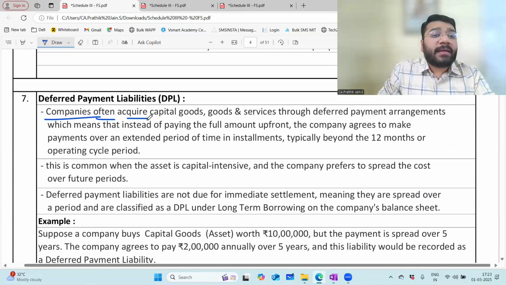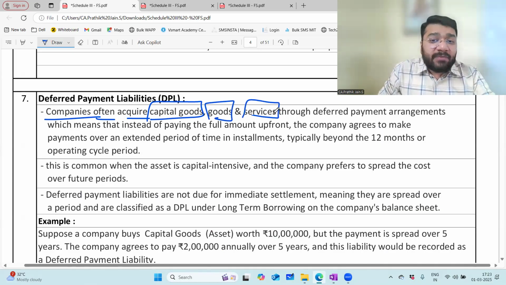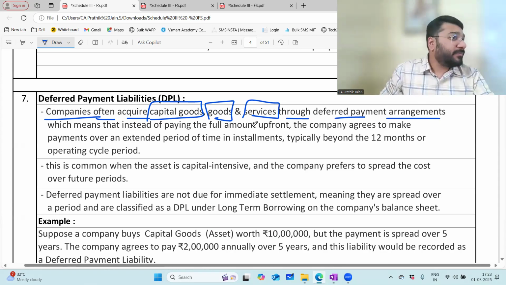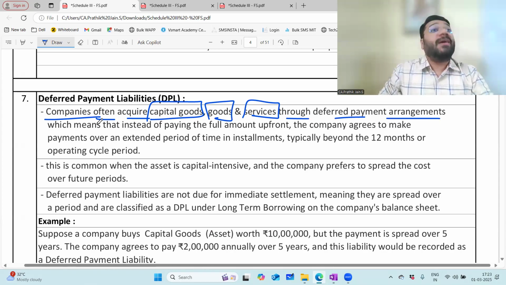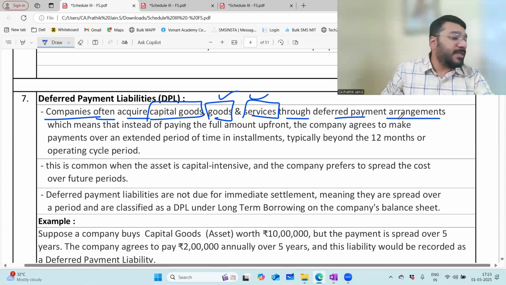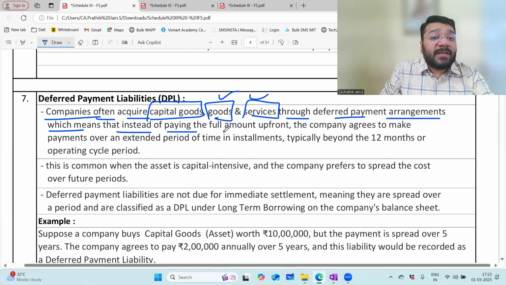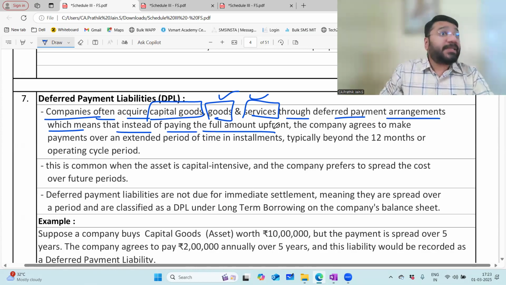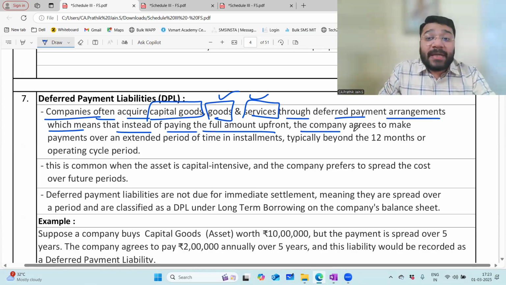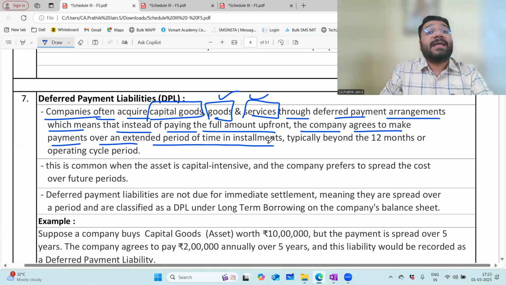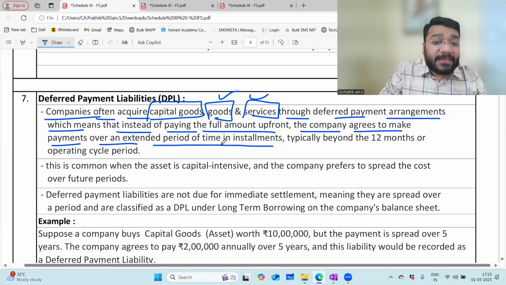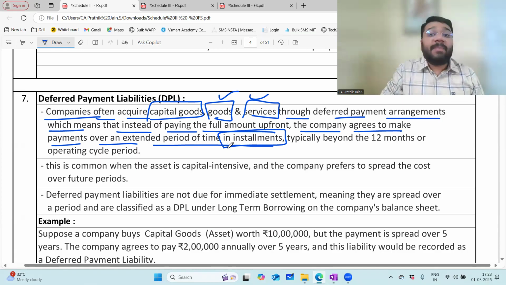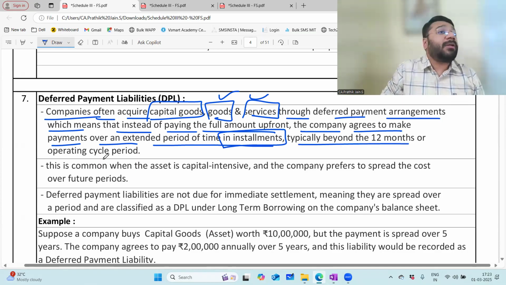Companies often acquire capital goods. Capital goods means what? Assets, goods or services through deferred payment arrangements. Companies often buy capital goods such as assets, goods and services through deferred payment arrangements, which means that instead of paying the full amount upfront, the company agrees to make the payment over an extended period of time in installments. And the installments are typically beyond 12 months or the operating cycle period, whichever is higher.